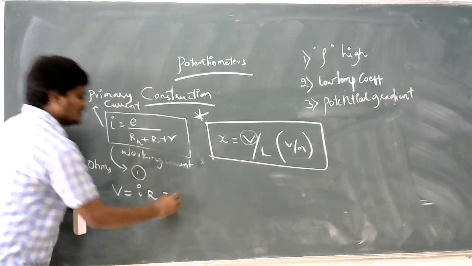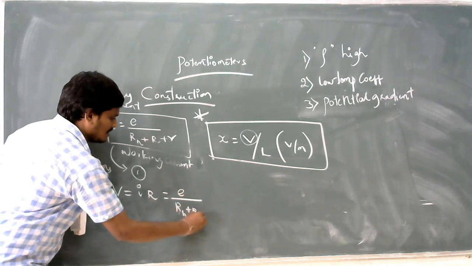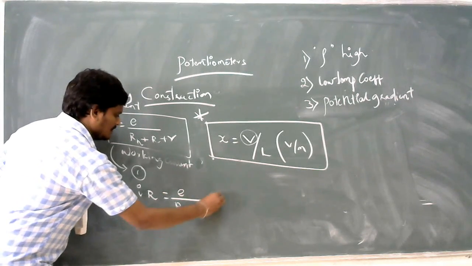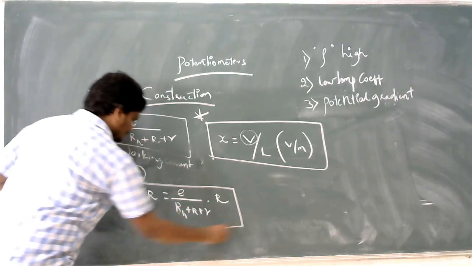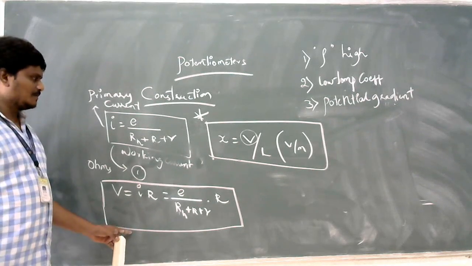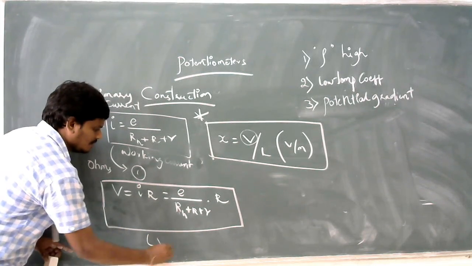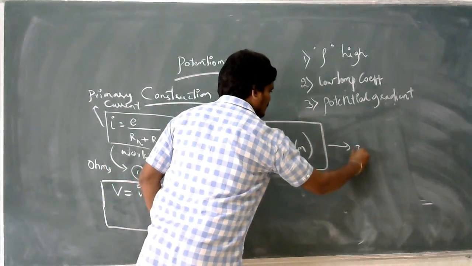I know the value of current. What is the expression for current? E by (RH plus R plus r), into R. This is the expression for voltage. Let me consider this as equation number 3, and the earlier one as equation number 2.